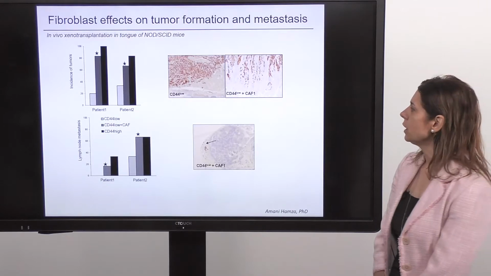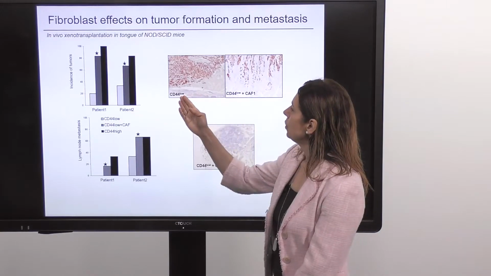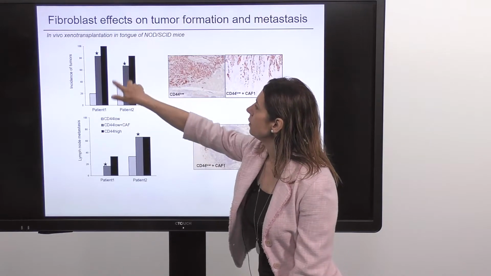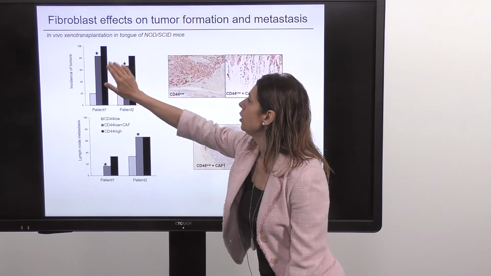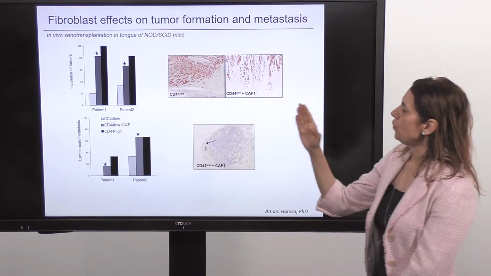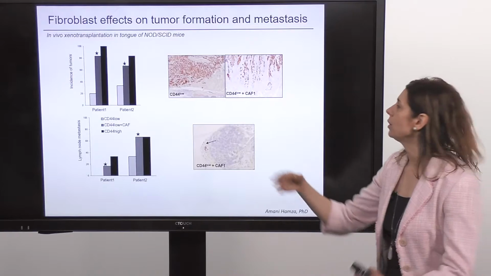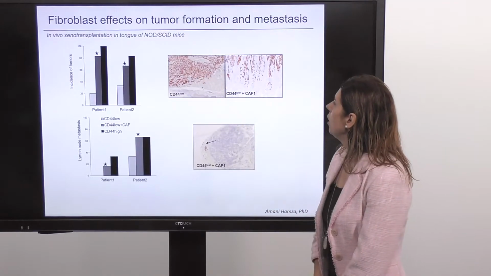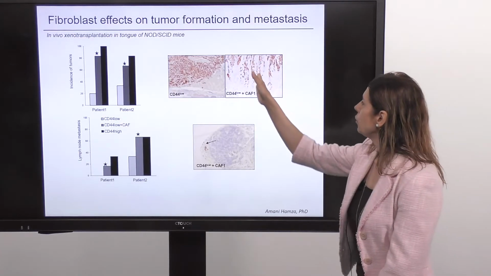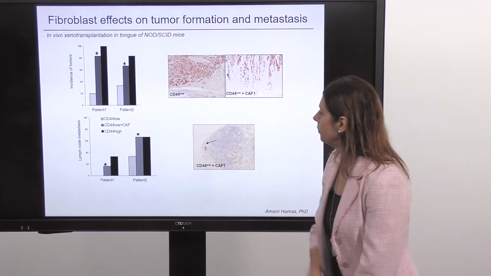When we did animal models, we could also see that tumor take was increased by co-injecting CD44 low cells together with cancer-associated fibroblasts, and the tumor take was pretty similar to the tumor take of CD44 high cells. The tumors formed by the CD44 low cells, when they were formed, were very small and had a pushing border type of invasion. When we added CAFs, we could see that the pattern of invasion changed. We could see trails of cancer cells invading into the tongue, and also we could see metastasis.